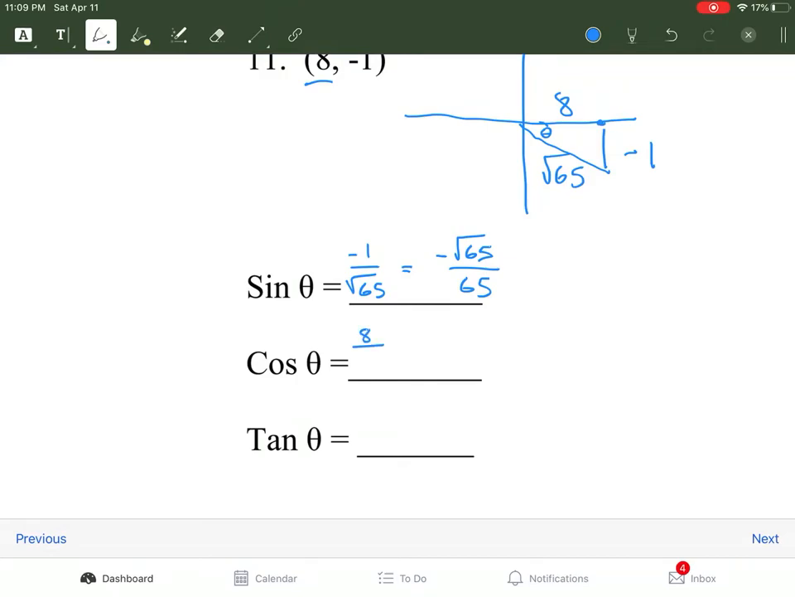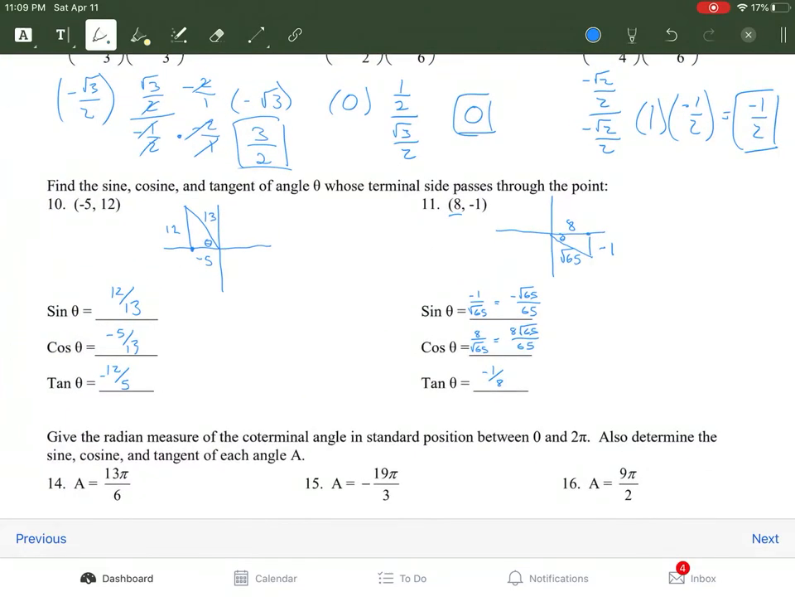For cosine, we have adjacent over hypotenuse. Again, you're not allowed to have square roots in the bottom of your fractions, so you have 8 root 65 over 65. And the tangent is opposite over adjacent. And those are the answers.